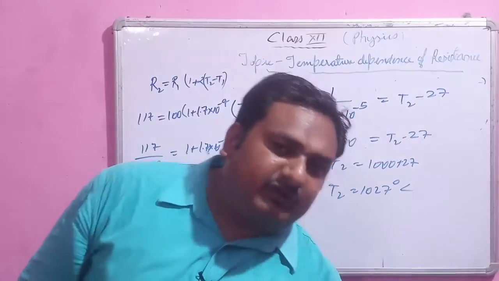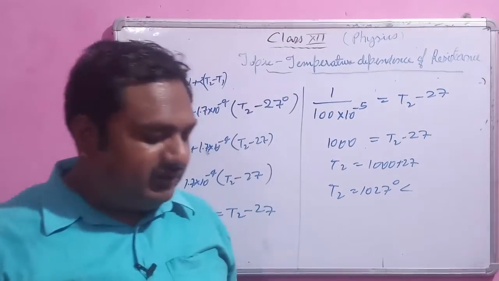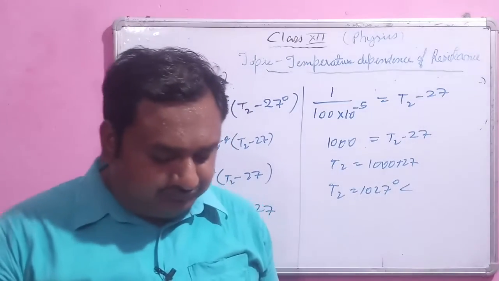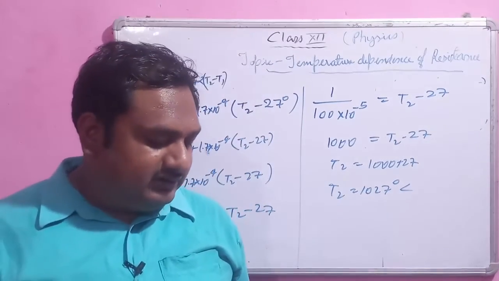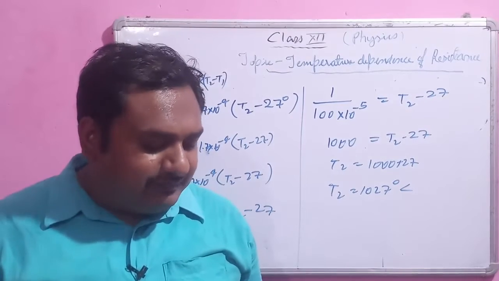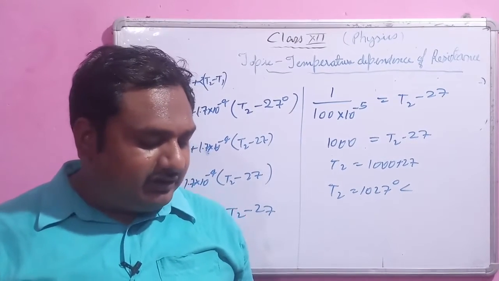So that is a very simple formula based question. Okay, now question number 3.6. A negligibly small current is passed through a wire of length 15 meter.